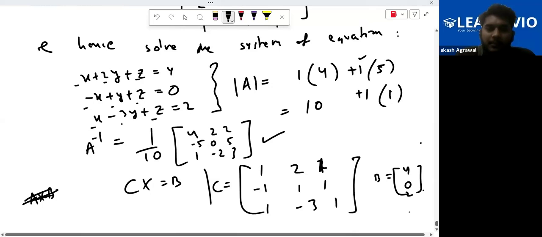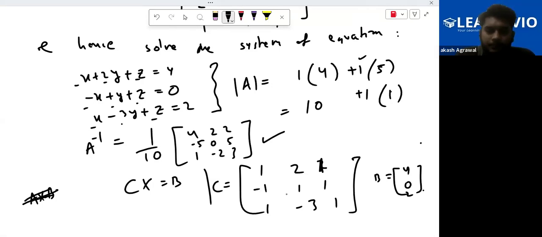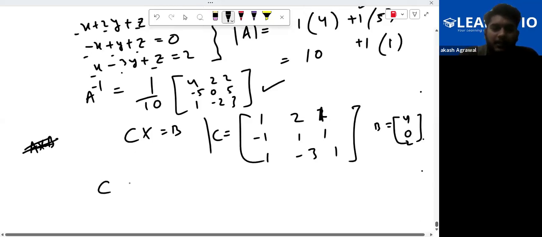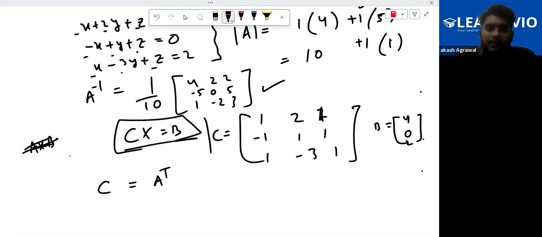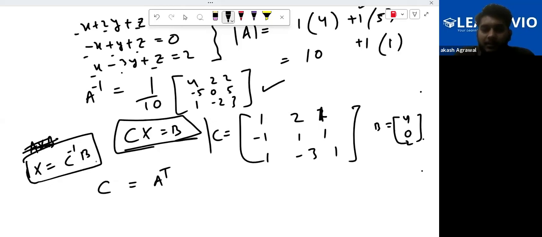Look at C matrix and A matrix. They are symmetric. We can say C is A transpose, right? And to find this X matrix, X is C inverse B. So we have to find C inverse, but we know that C equals A transpose.